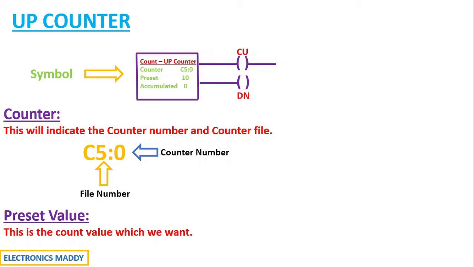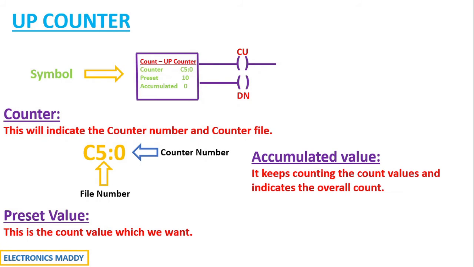So preset value is pretty simple and straightforward. This is the count value that we want, and that is what we will be setting so that we achieve that count value. Whereas accumulated value basically keeps counting the count values and indicates the overall count. So if we want to visibly see what is the overall count that has taken place, then that can be seen using accumulated value. What are CU and done then?